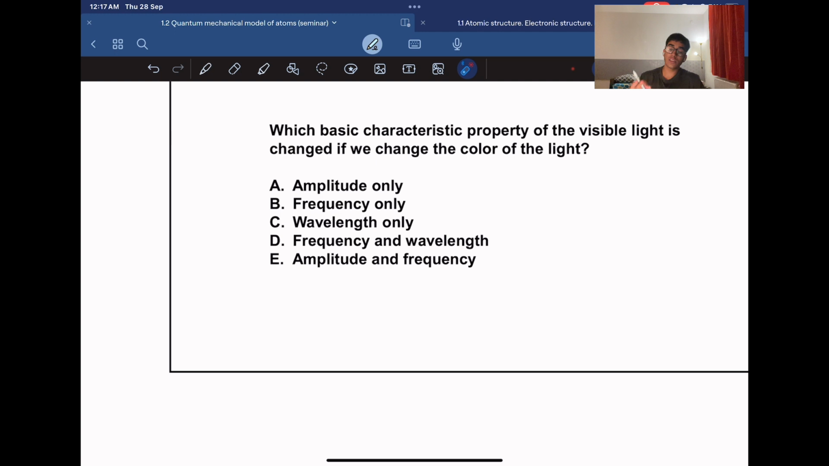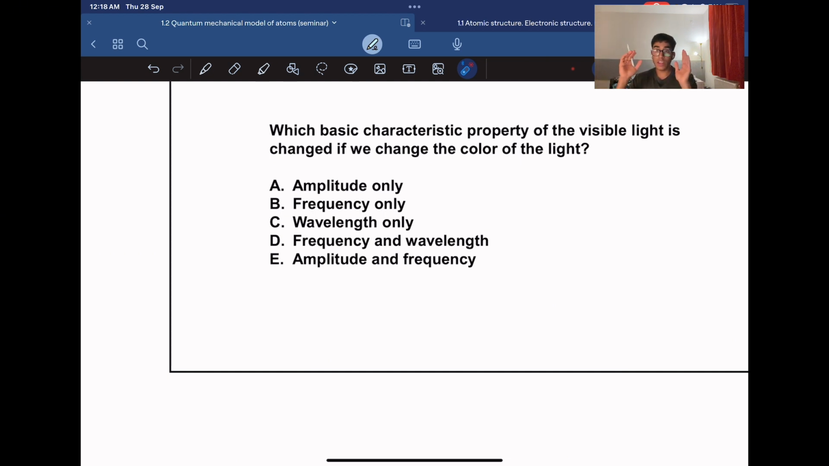Which basic characteristic property of visible light is changed if we change the color of the light? Now see, electromagnetic spectrum. We have spectrum which we cannot see, which consists of UV rays, X-rays, etc. And then we have a small portion from 400 to 750 nanometers called the visible range. Now 400 to 750, you see how there is a range of wavelengths.